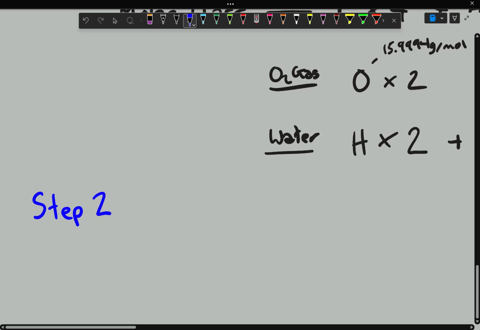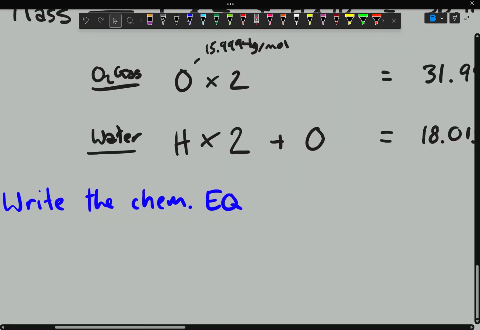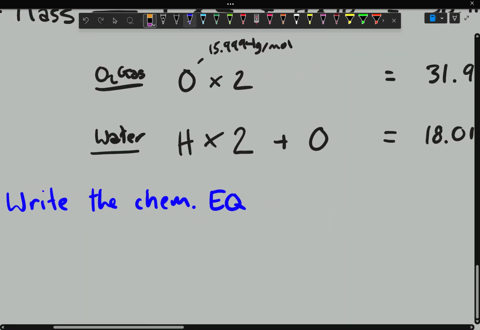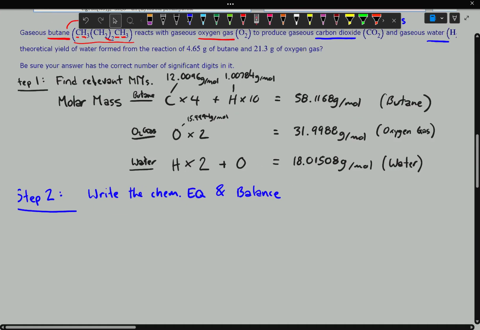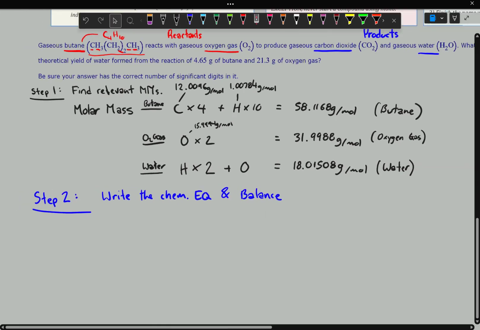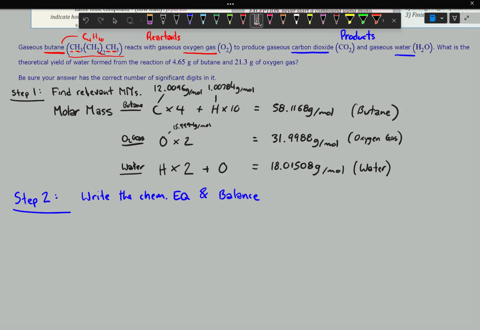So step 2 is going to be write the chemical equation and balance. So we have our reactants, which are butane and oxygen gas, and they are reacting to form CO2 and H2O.